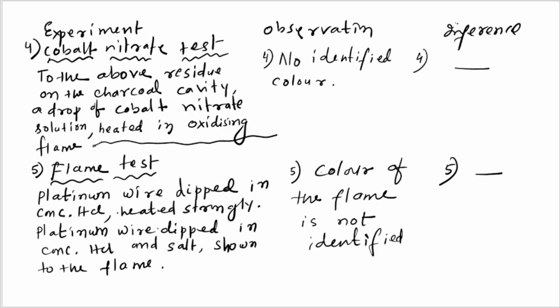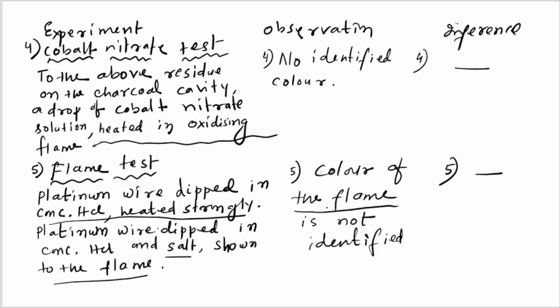The flame test is very important. You take a platinum wire dipped in concentrated HCl and heat it strongly. The platinum wire dipped in concentrated HCl and salt is shown to the flame. The color of the flame is not identified. Although this is a purple colored salt, the flame color is not identified properly, so you cannot guess what it may be.